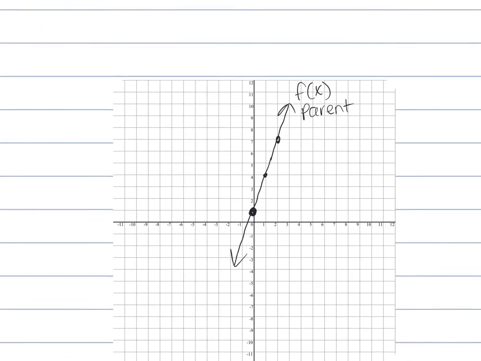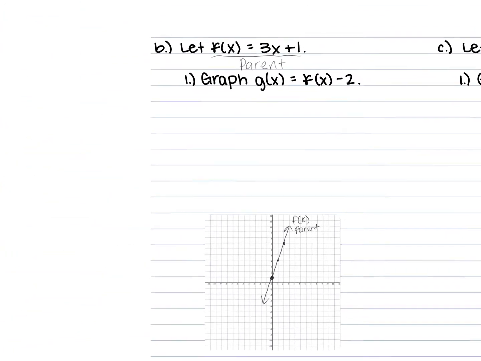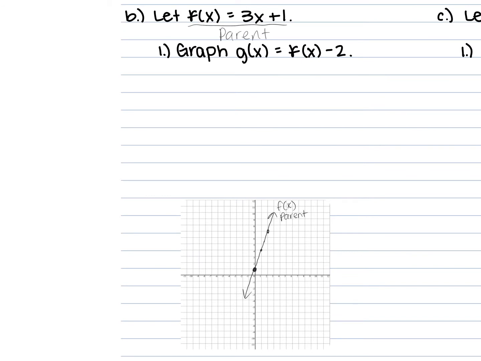Okay, now let's talk about what kind of filter we're adding to our parent, okay? Because we want to make our parent look good. So g of x is our transformation.